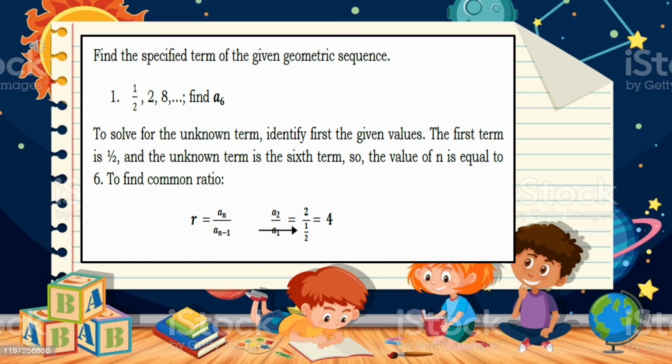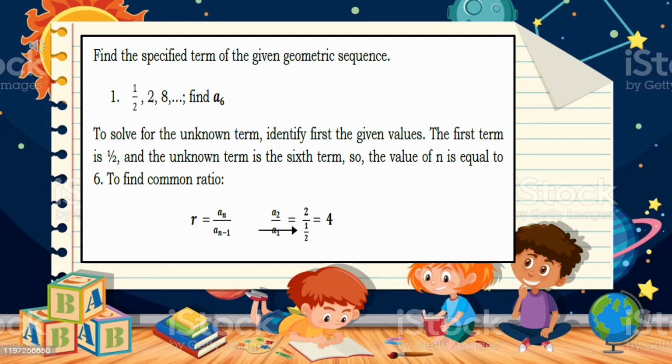Find the specified term of the given geometric sequence. So we have here number 1, 1/2, 2, and 8. Find a sub 6. To solve for the unknown term, identify first the given values. The first term, a sub 1, is 1/2, and the unknown term is the 6th term. So the value of n is equal to 6.